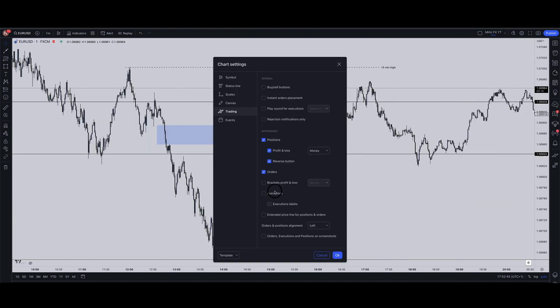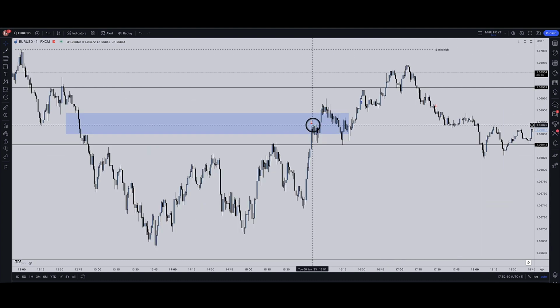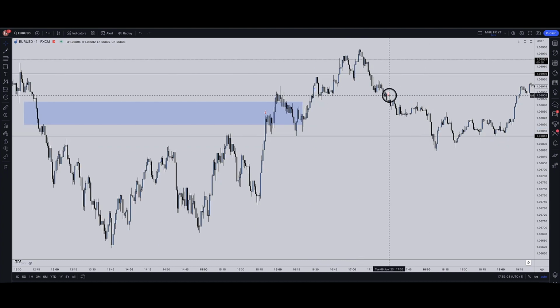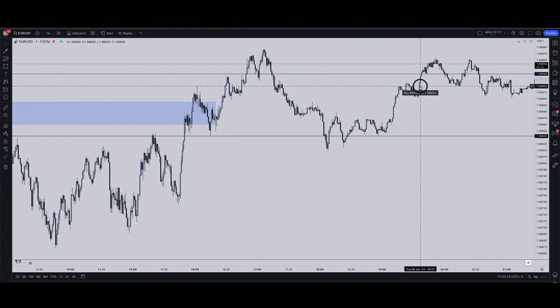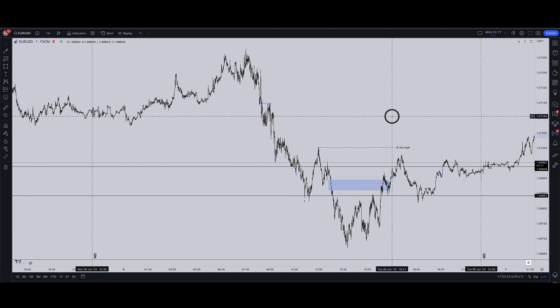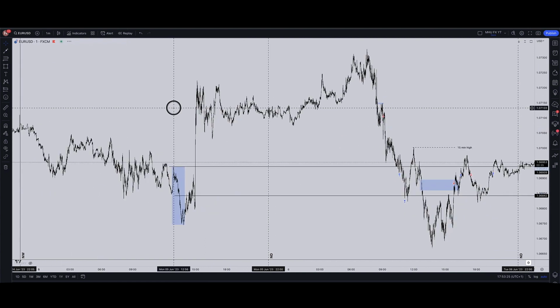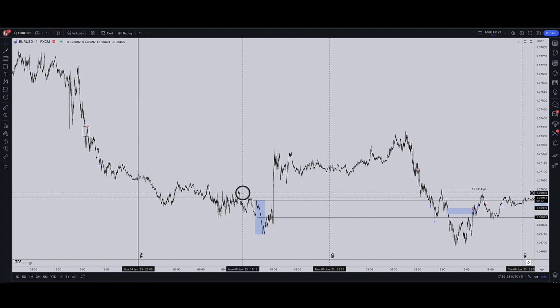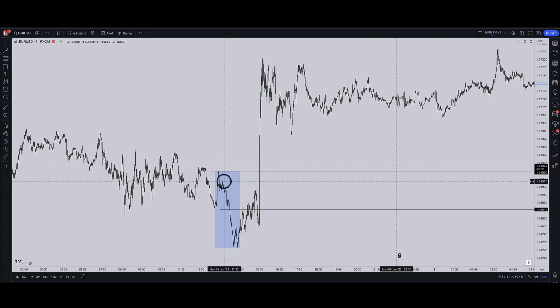So settings, executions, there we go. This was my entry. I jumped in here, got stopped out right in here. I did jump in one more time, and I got stopped out again right here. And my stop loss for this one was above this high, hence why I got stopped out right here. From last week Friday, from a winning trade on Friday to nothing on Monday.